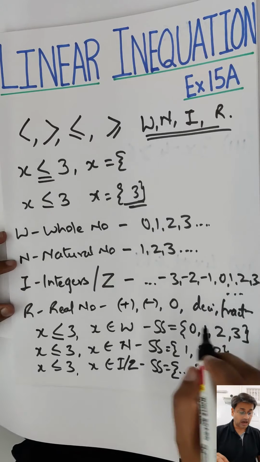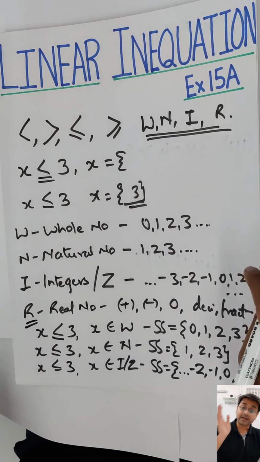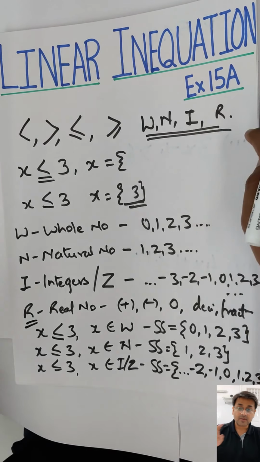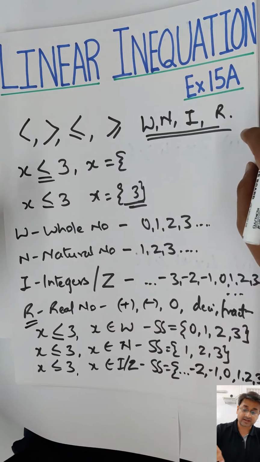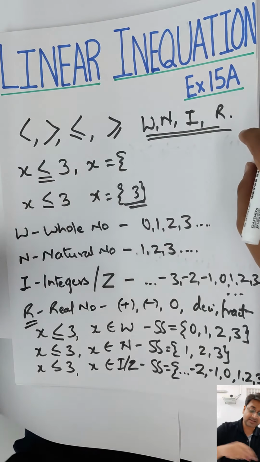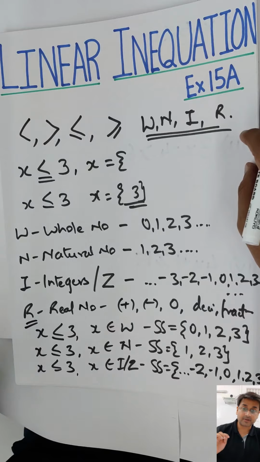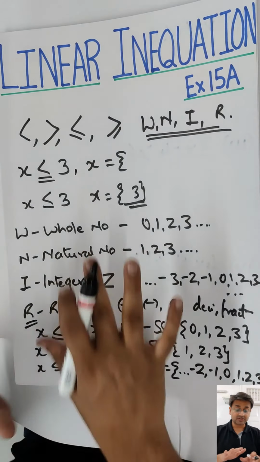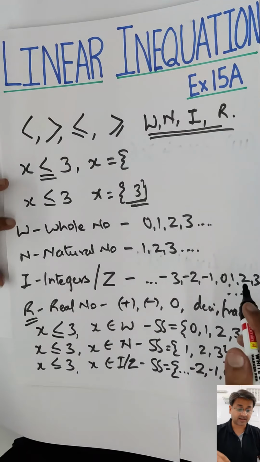Now R, we will talk about that later once we finish the exercise, because in the first exercise only two things are there, these signs and these W, N, I, R numbers. So if you know these things, you know more or less the entire sum.